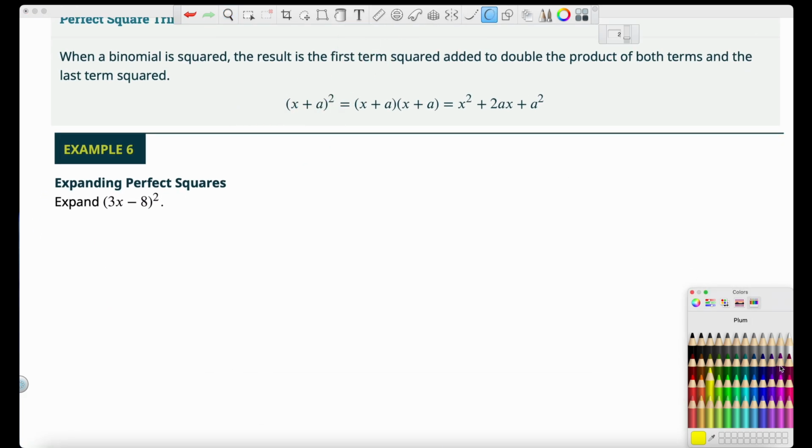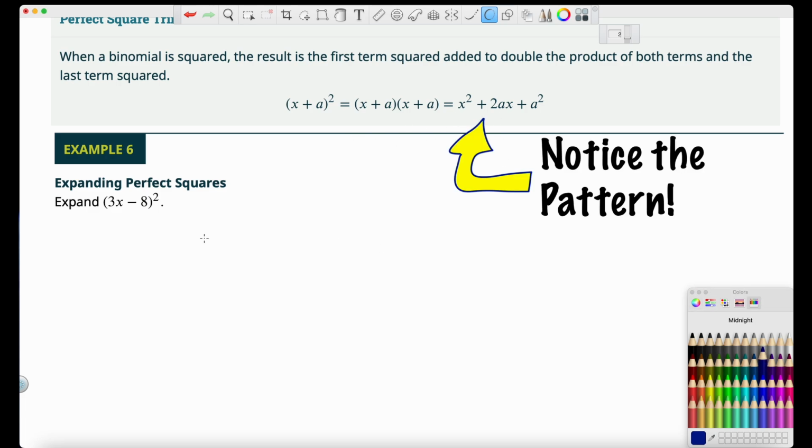Okay, I want to show you a perfect square trinomial. So if we take a binomial and square it, we get a pattern that we can see every time we do this when we have a binomial squared.